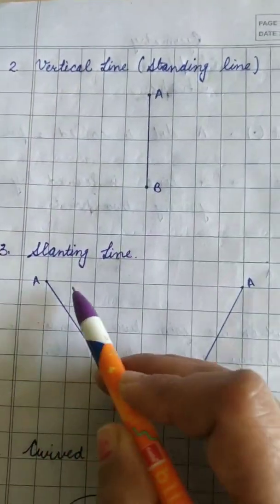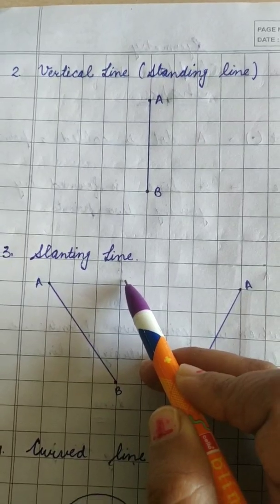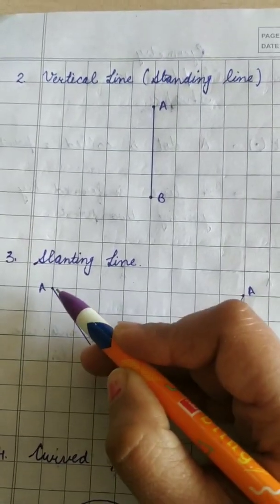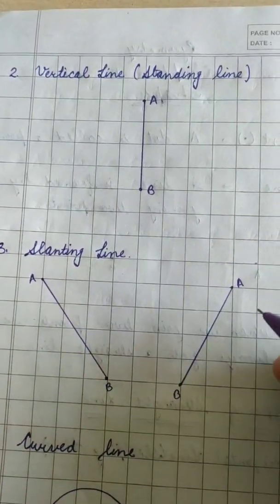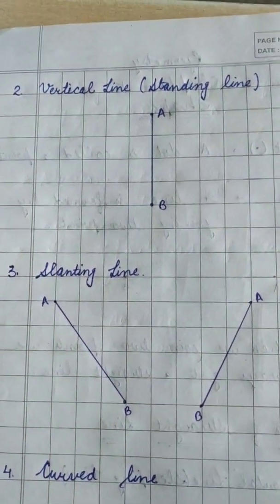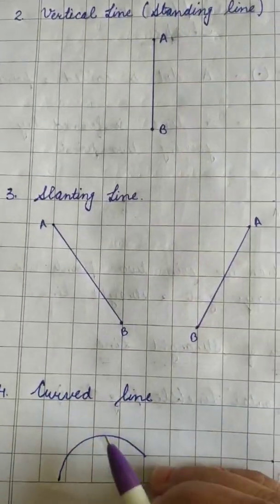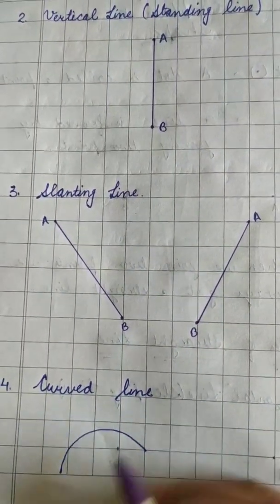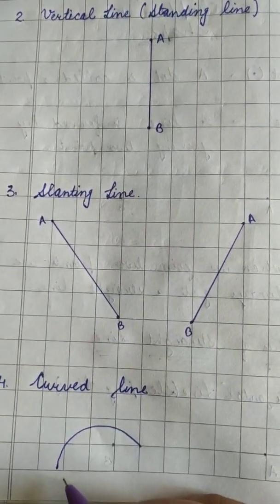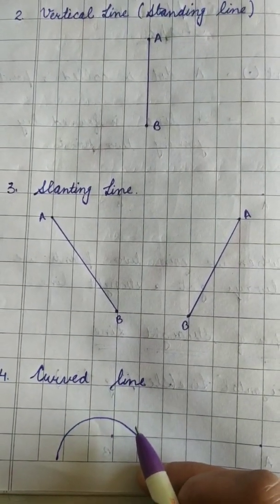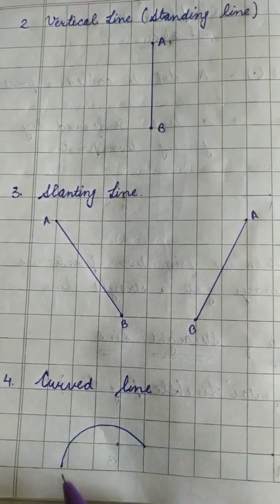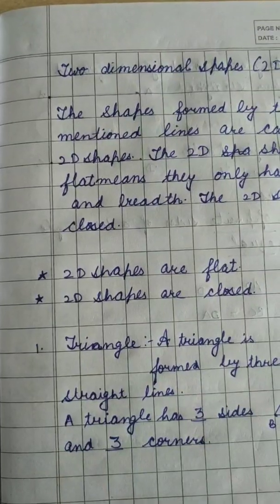Now, third one is slanting line. Slanting line means when we join 2 dots from one side to the other. Okay, from any side you can take. This is a slanting line. The fourth one is a curved line. Curved line means zigzag or something. Like when we throw a ball, we get this type of shape. That shape is called a curved shape, and from there we have got the idea of curved line.